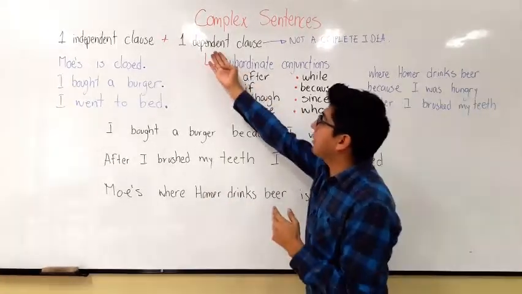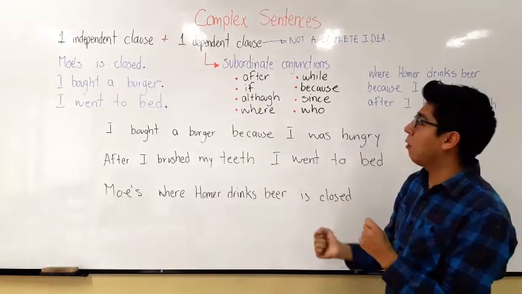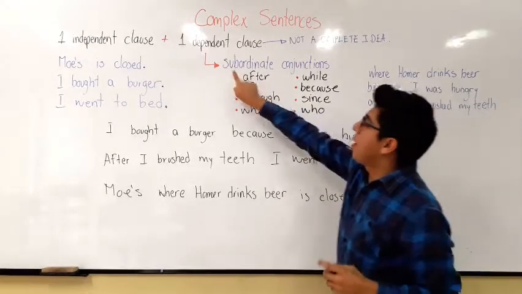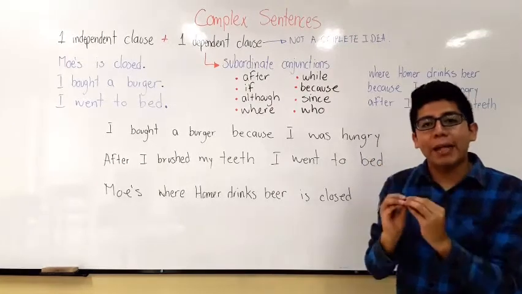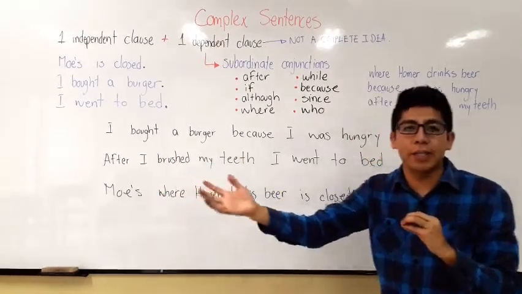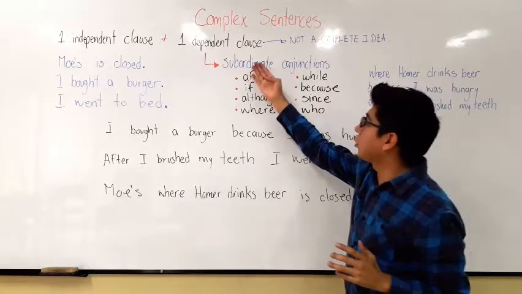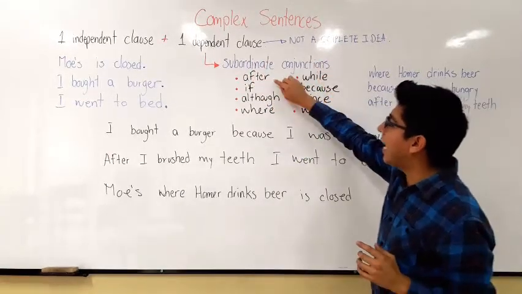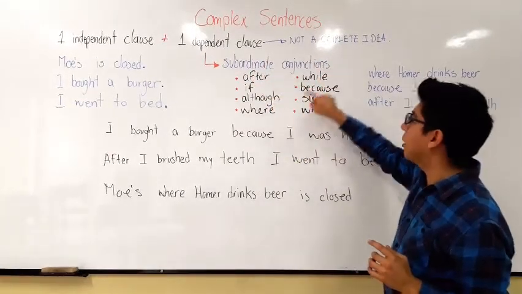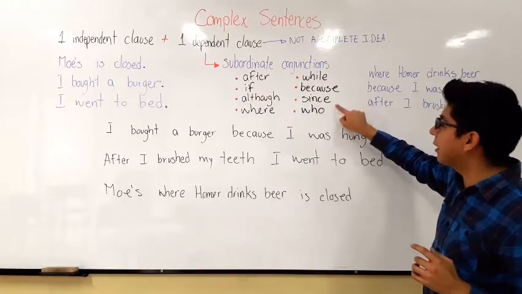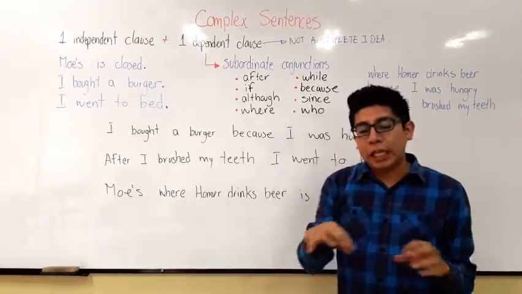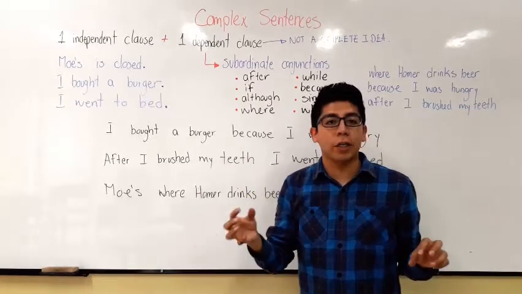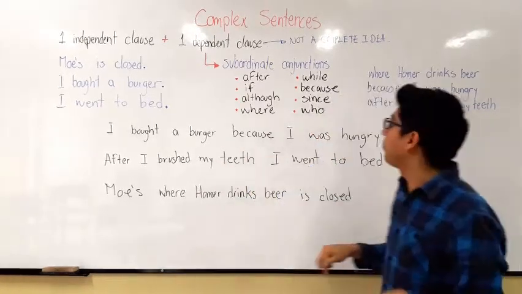Now, the element of a dependent clause is a subordinate conjunction. That's the element that starts the dependent clause. So I have subordinate conjunctions such as after, if, although, where, while, because, since, and through. There are more, and you can find a link for more subordinate conjunctions down below the video.